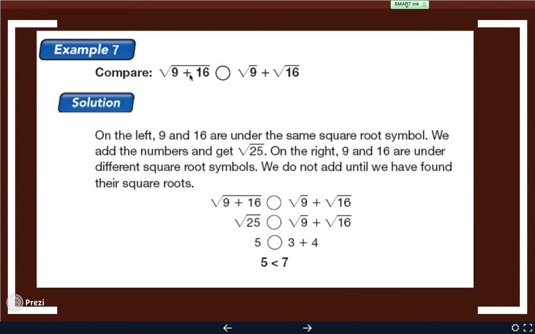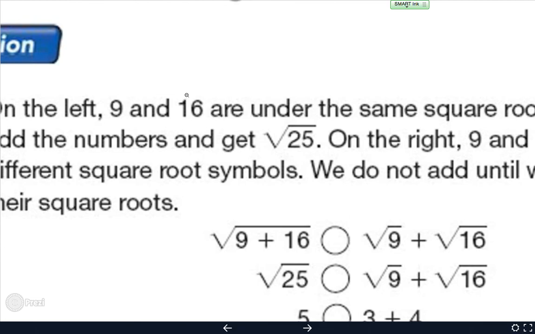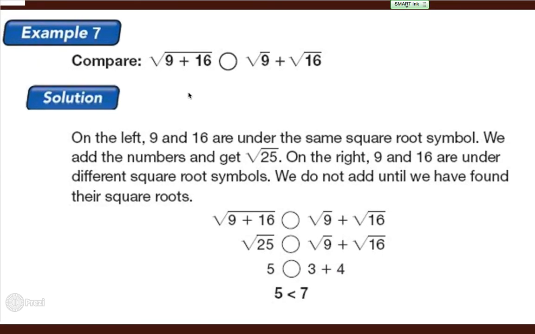Now on this side, what you're going to do is add first. Think of the brackets like parentheses, so you do that first on the inside, and then you do the square root. So 9 plus 16 equals 25. Then you're going to take the square root of that. What times itself equals 25? That's 5. So 5, and then we have here 3 plus 4 equals 7. So we find that this is less than this, right?